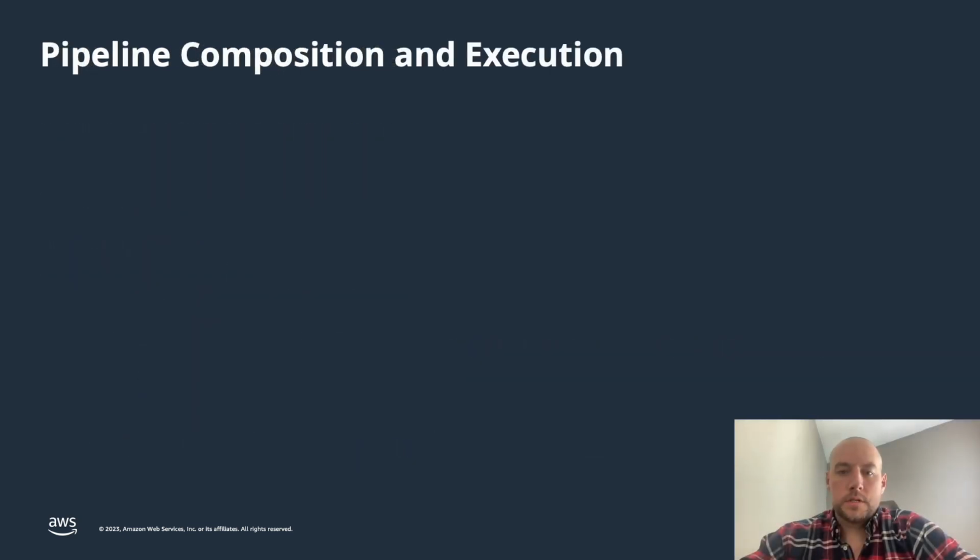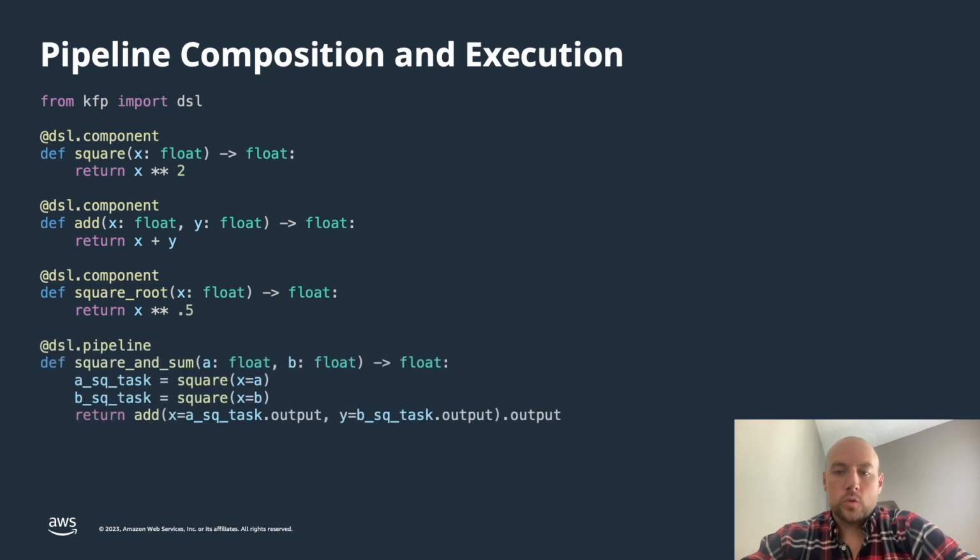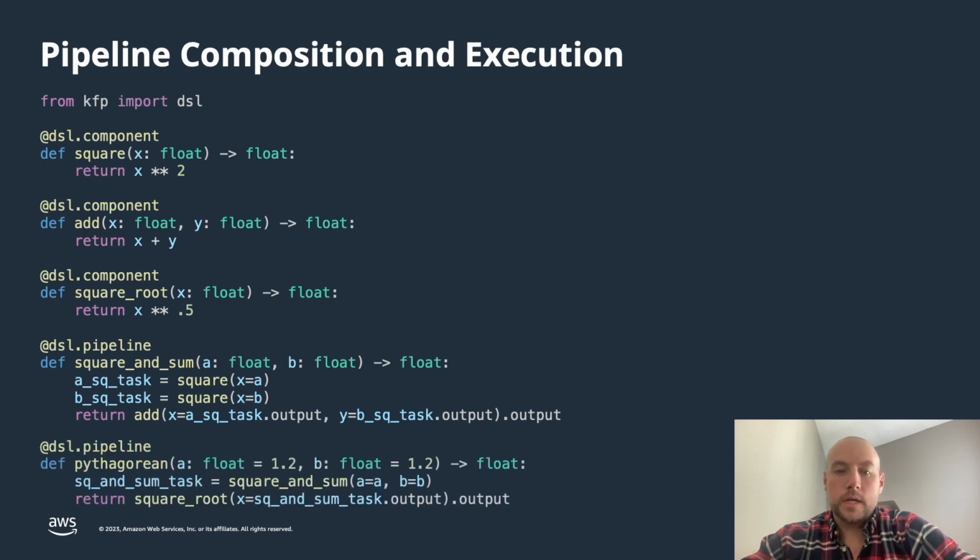So now that we've looked at different types of pipeline components, how does that all come together to compose a pipeline, and how do we execute it? Well, in this example, we have three different components: square, add, and square root. And we can reference these components in our square and sum pipeline definition. But we can take things a step further and reference the square and sum pipeline in another Pythagorean pipeline definition. So you can see there are multiple ways for us to reuse both components and pipelines in our workflows.